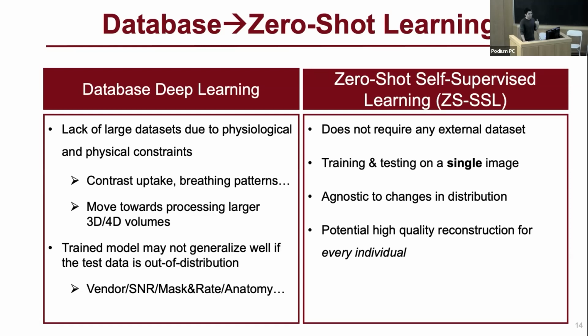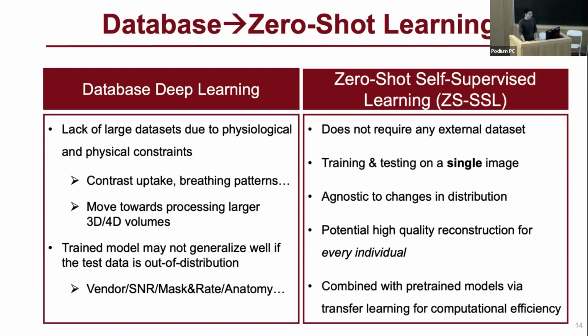At the end of the day, we want not only to generalize, but also to ensure a good reconstruction quality for every patient. Of course, zero-shot self-supervised learning has a drawback, long inference time. But we can leverage transfer learning for computational efficiency.